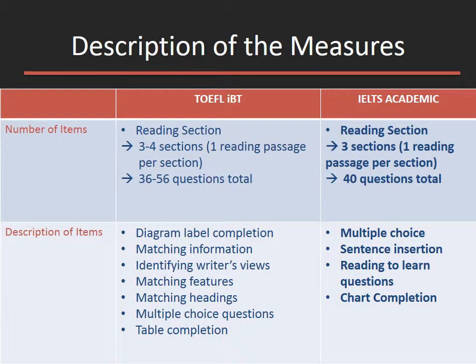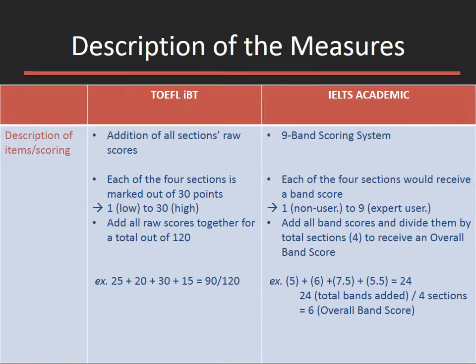The IELTS academic reading section has 3 subsections with 1 reading passage per section. This has 40 questions total, and the description of items include multiple choice, sentence insertion, reading to learn questions, and chart completion. The scoring system used by the 2 measures are completely unique to each test and share very few similarities.